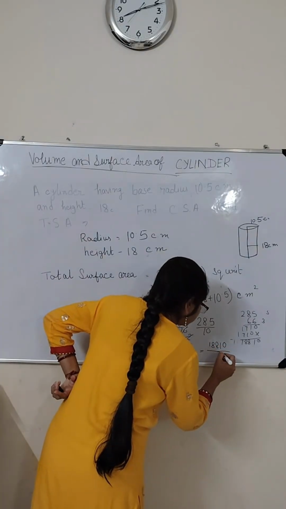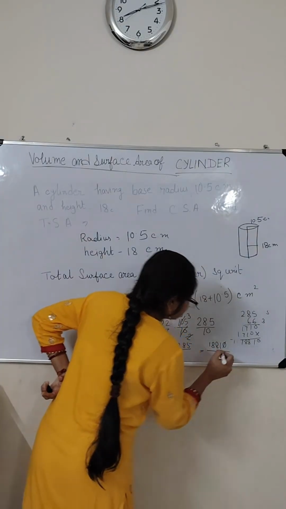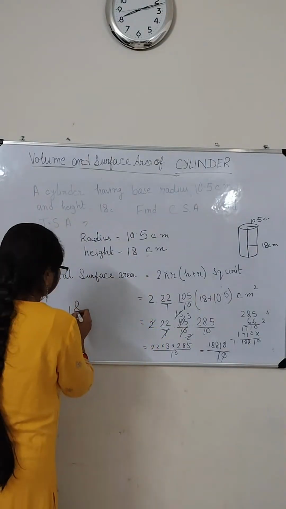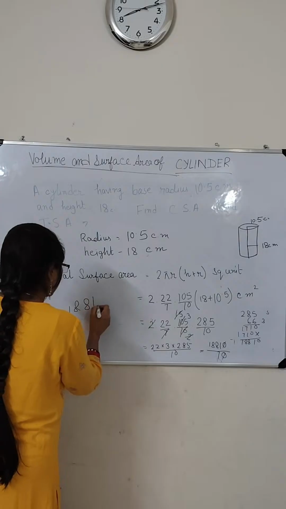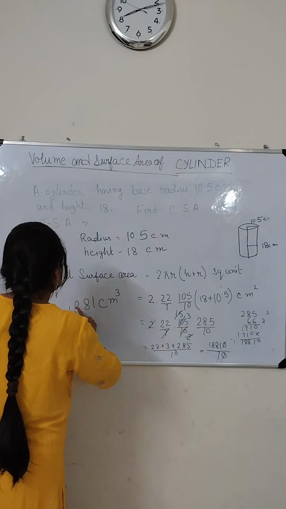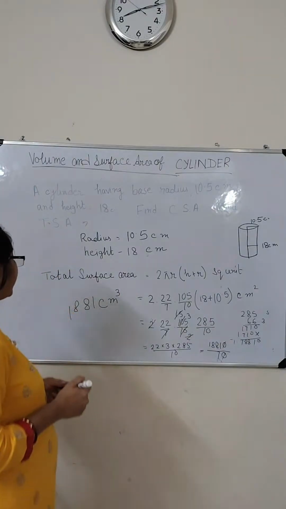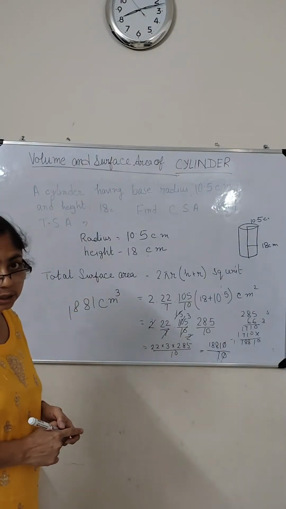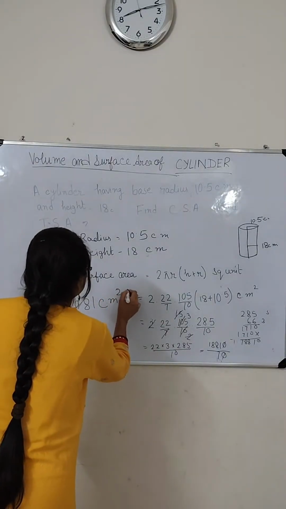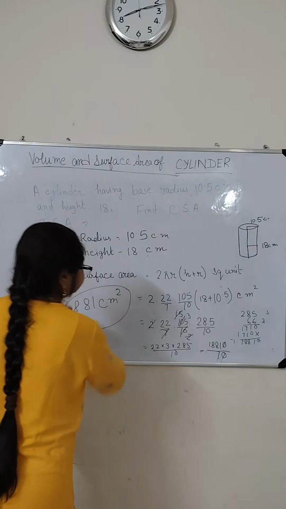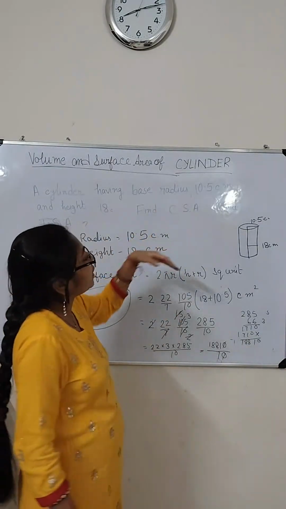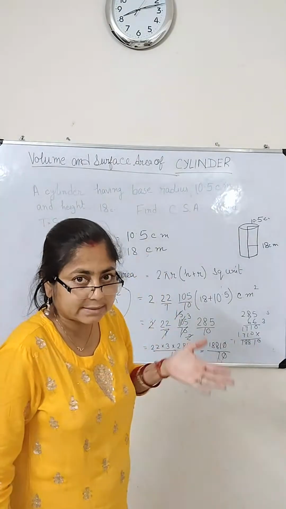18810 by 10. We cancel this one. Our answer is 1881 centimeter cube, sorry, centimeter square, not cube, square. It is our answer.